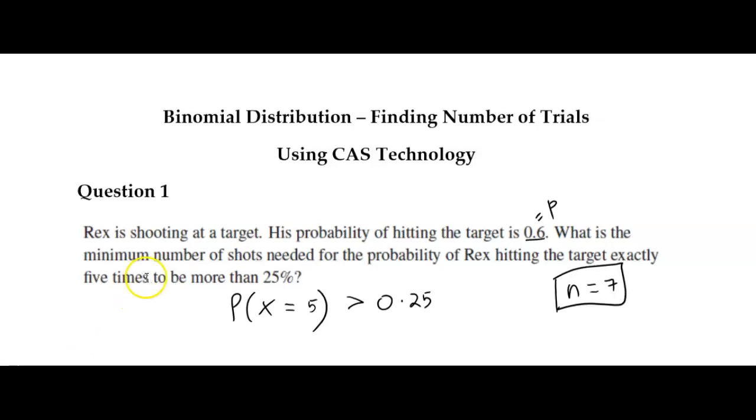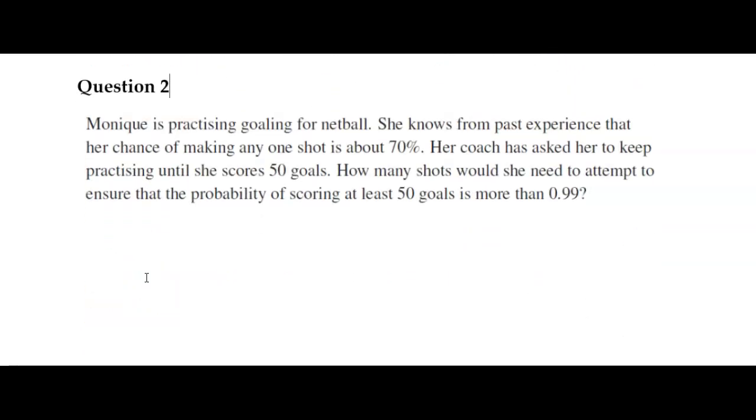All right, let's jump into a second example. Monique is practicing netball. She knows from past experience that her chance of making any one shot is about 70%. So that gives us the probability of success to be 0.7. Her coach has asked her to keep practicing until she scores 50 goals. How many shots would she need to attempt to ensure that the probability of scoring at least 50 goals is more than 0.99?